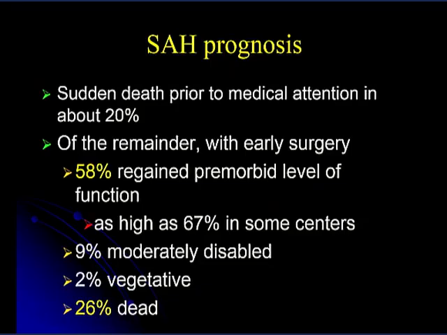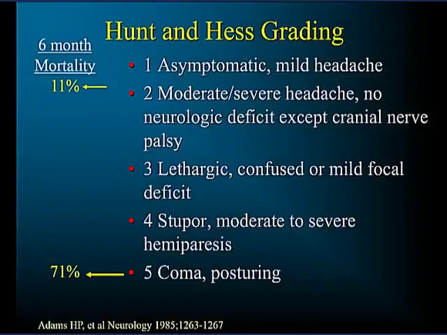The final thing is that sudden death occurs, but in these patients, about 58% will have premorbid return of function. Not all of them do, and it's important to know when you're talking again to families that we grade these by the Hunt and Hess grading, and as the Hunt and Hess gets worse, so altered mental status being 3 and higher, there is a worse prognosis as far as mortality goes.